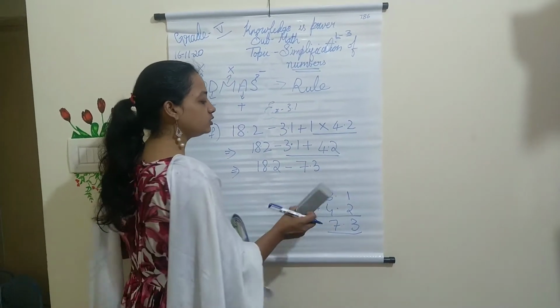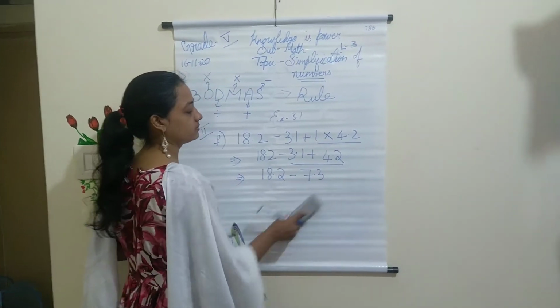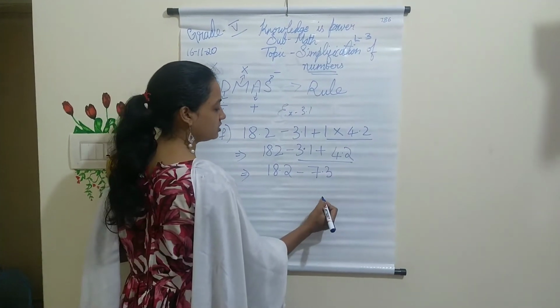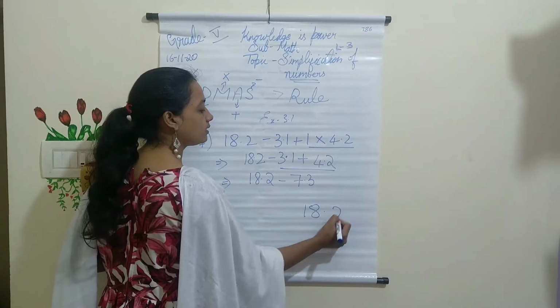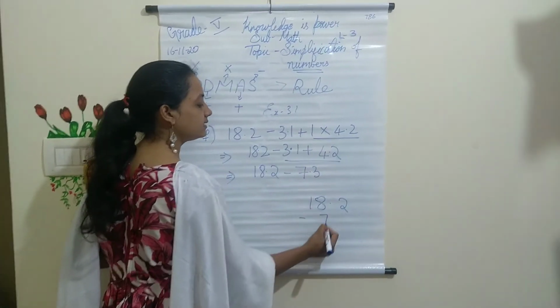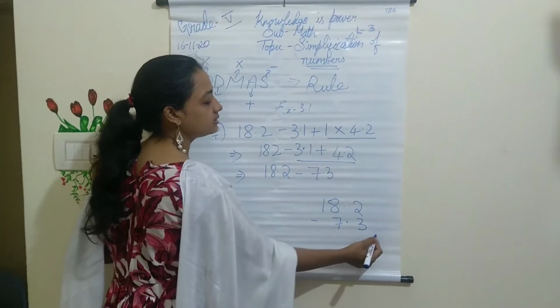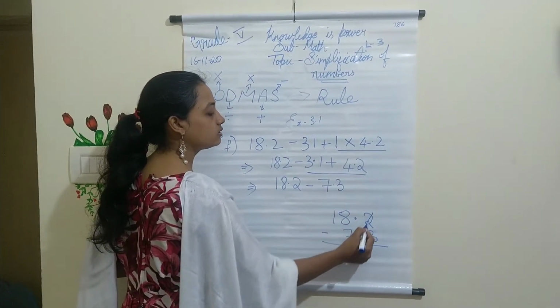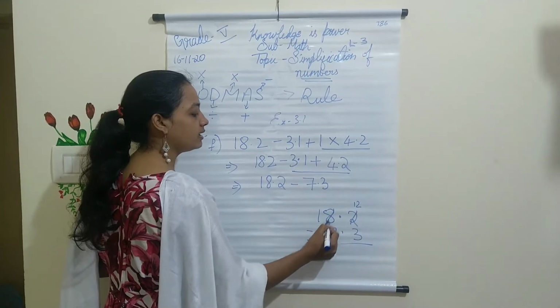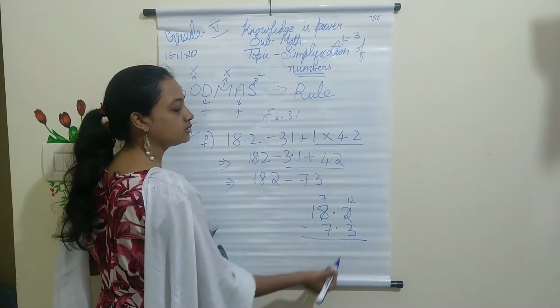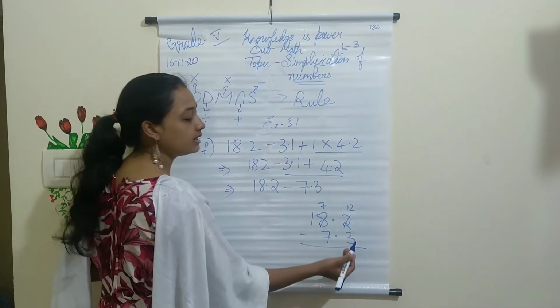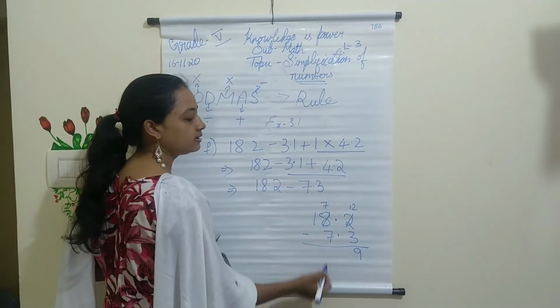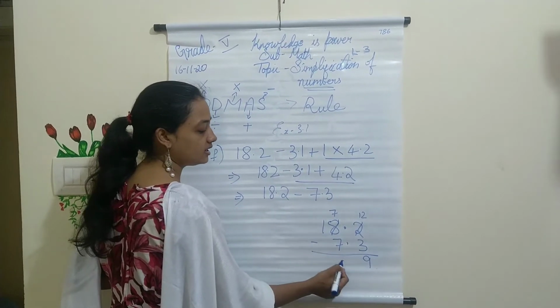So now finally I should do subtraction. So let us do subtraction. 18.2 minus 7.3. I should carry over. So 2 becomes 12. So 12 minus 3 is 9. 7 minus 7 is 0.